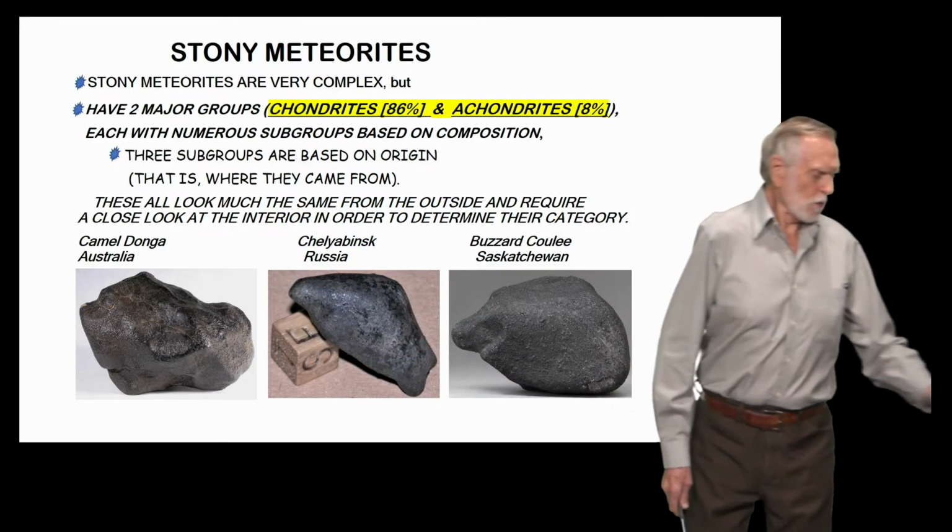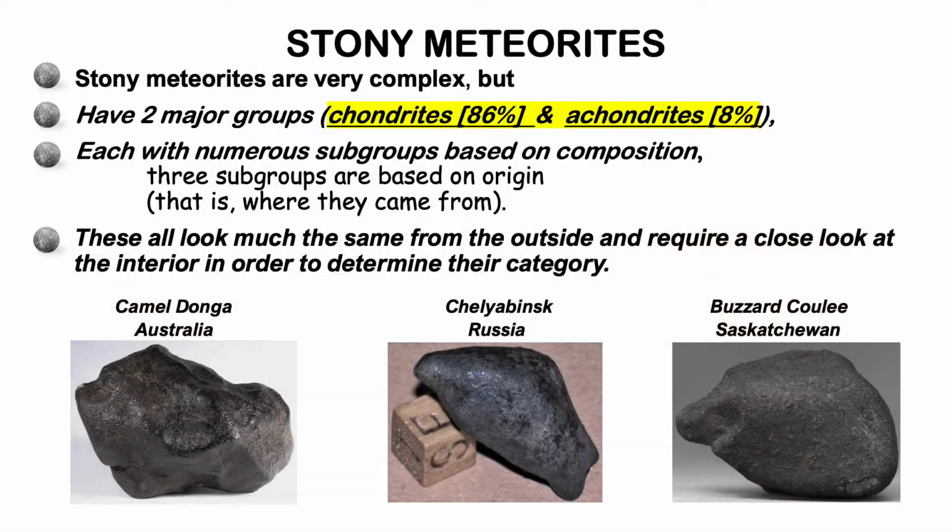Okay, on to the stones. Well, stony meteorites are very complex. They're more complex than the irons are, I think you would have to say. But there are two major groups, what we call chondrites and achondrites. 86% of all meteorites are chondrites, 8% achondrites.